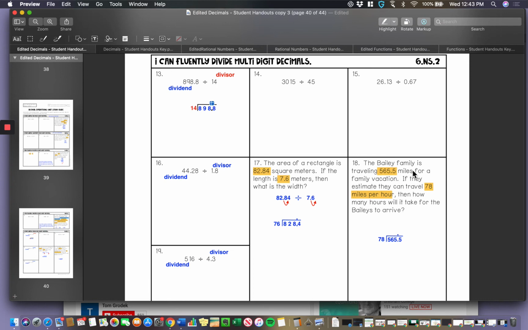So 18 says the Bailey family is traveling 565.5 miles for a family vacation. If they estimate they can travel 78 miles per hour, then how many hours will it take for the Baileys to arrive? So my divisor is 78. It does not have a decimal in it, so everything can stay the same.